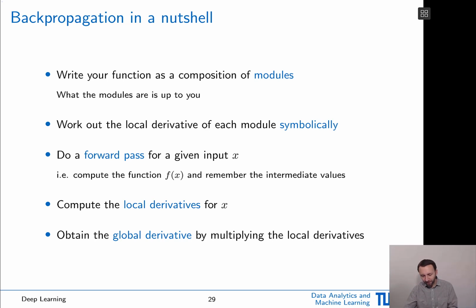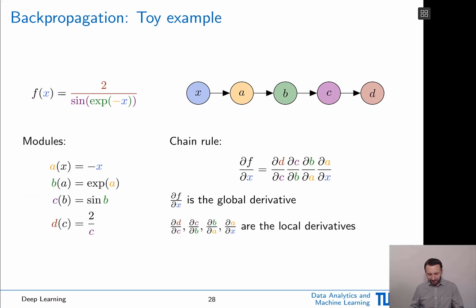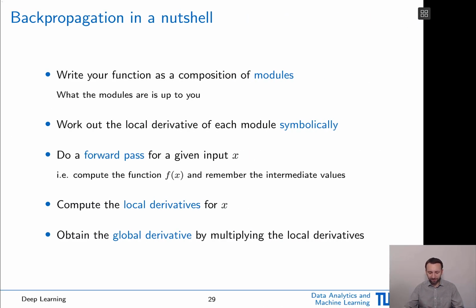Okay, so you write down the modules. Then what you do is you derive the local derivatives symbolically. Okay, so you find a derivation, symbolically, of these local derivatives, b to a, a to x, d to c. Okay, we do this in an example later. So you do this symbolically.